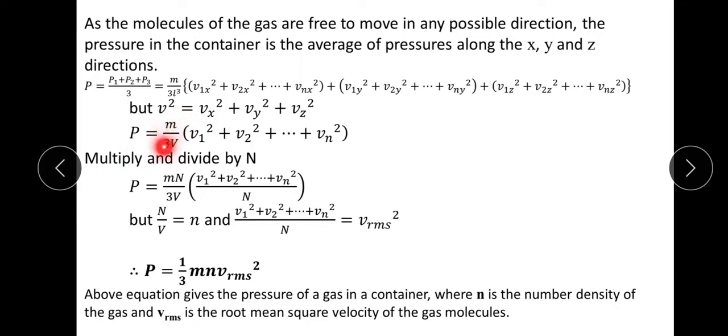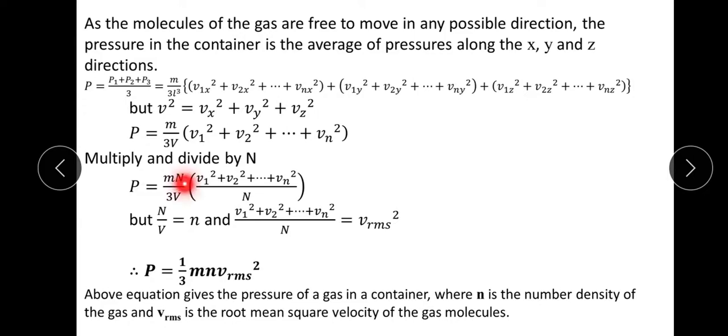Therefore, the equation of pressure now becomes m divided by 3 into L cube. L cube is nothing but the volume of that container, which is written as V now. So m by 3V into (v1 square plus v2 square up to vn square). Now let us multiply and divide this equation by the number of molecules n. So m into n divided by 3V, and this quantity (v1 square plus v2 square up to vn square) whole divided by n. We are just multiplying and dividing by n, so nothing will change.